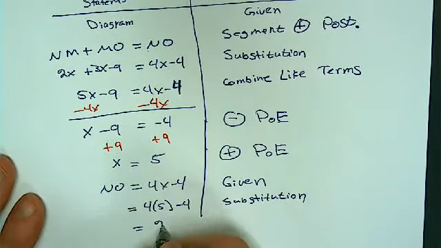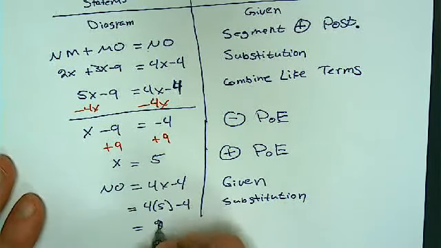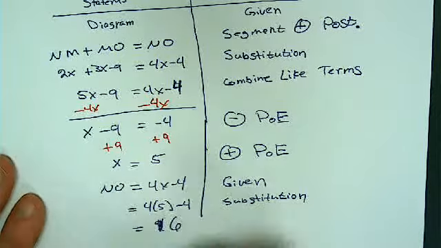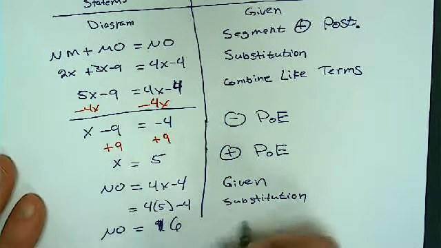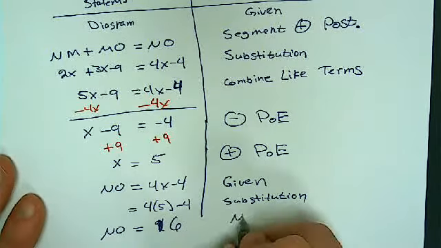Now that leaves me 20 minus 4, which is simply 16. And that's what I set out to prove.